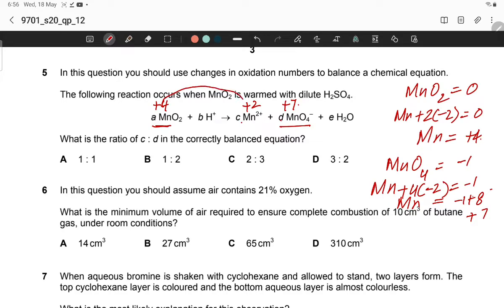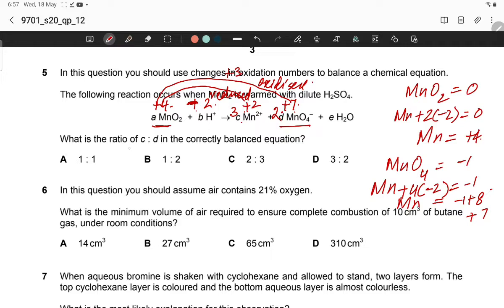So this is going to be reduced with a change of plus 2, and this is going to be oxidized. This is reduced and this is oxidized, and the change over here is minus 2, and over here the change is plus 3. To balance this equation, this change is plus 3 and this change is plus 2. So cross multiply, and this goes with 2.